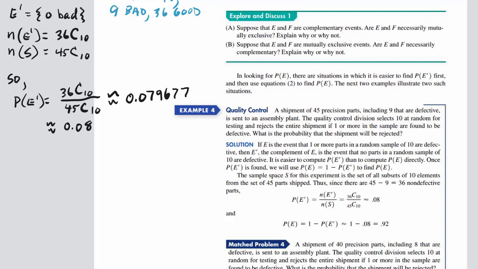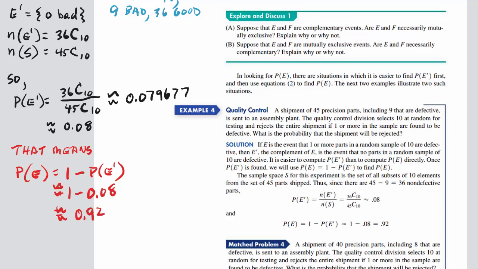Remember, though, that we found the probability of the complement of what we really want. So we have to subtract that complement's probability from 1 to get our actual answer. Said in other words, the probability that the shipment will be refused because 1 or more of those items are bad out of the 10 sampled is about 0.92. That's a really high probability when you consider that the highest a probability can get is 1.